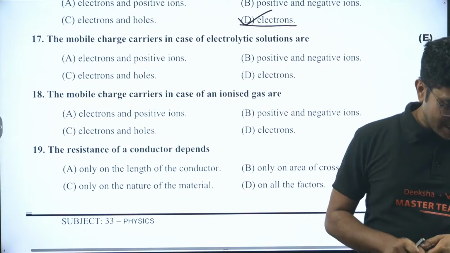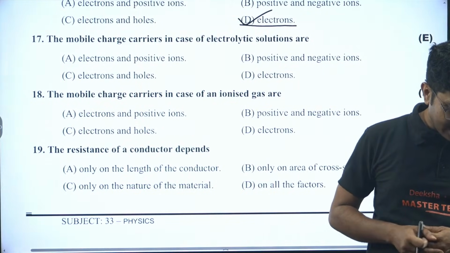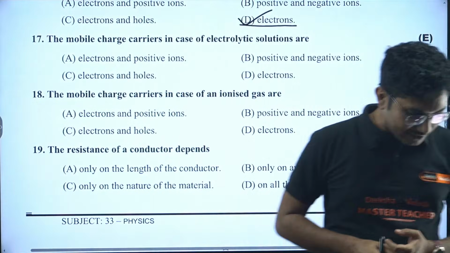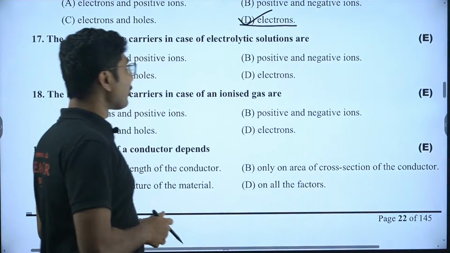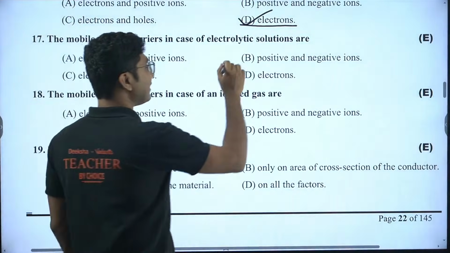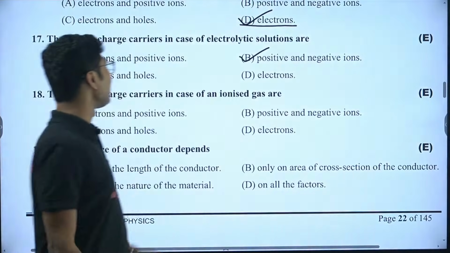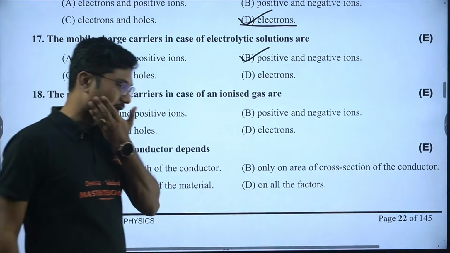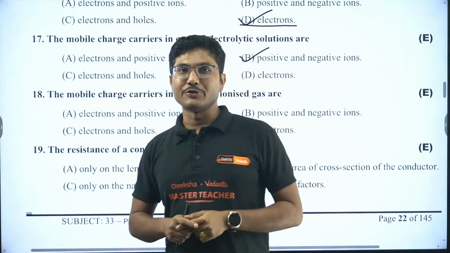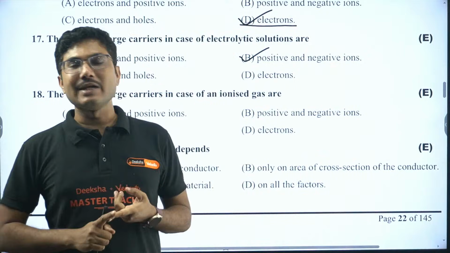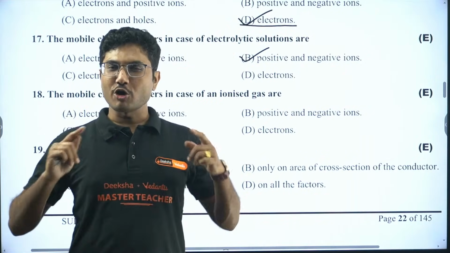Komal, Mayuri, Sinchana, Ashel, everyone is saying B. Sagar, Anmol Chopra, welcome Sagar, you came late. So positive and negative ions, very important. This is positive and negative ions and not electrons and positive ions, because in case of electrolytic solution, there can be negative ions and positive ions, not only electrons.